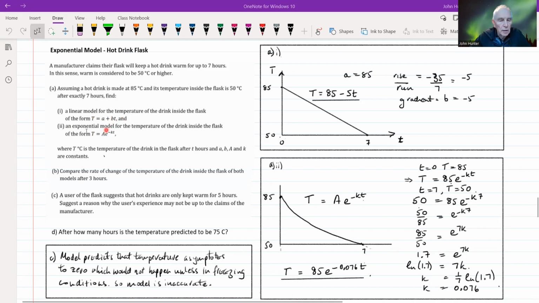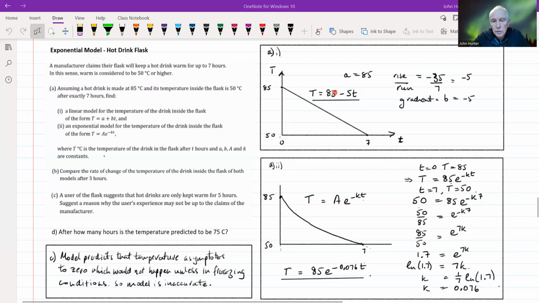Then it goes on to ask for an exponential model. Let's just have a look at that linear model first of all. It's fairly straightforward. The linear model is going to be a straight line. We're going to expect that to come down like this. At little t equals 0, the temperature is 85. And at little t equals 7, we've got a temperature of 50. So just a straight line between those.